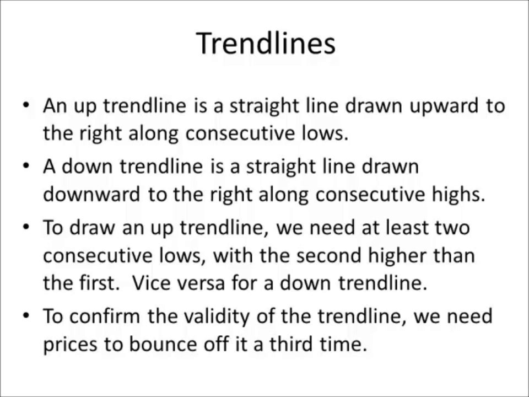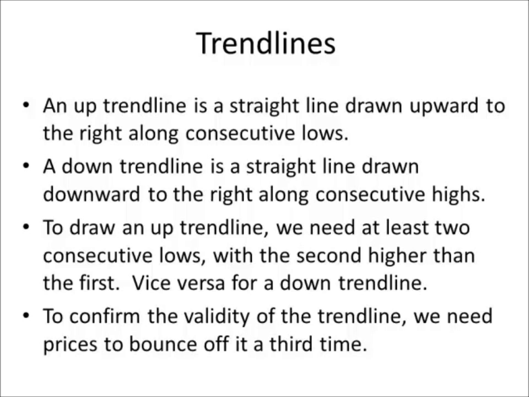Let's start with an uptrend line. What is an uptrend line? An uptrend line is a straight line drawn upward to the right along consecutive lows. So if the lows keep getting higher, and we draw a line to signify that, then that is an uptrend line.